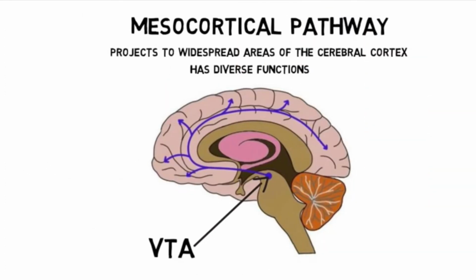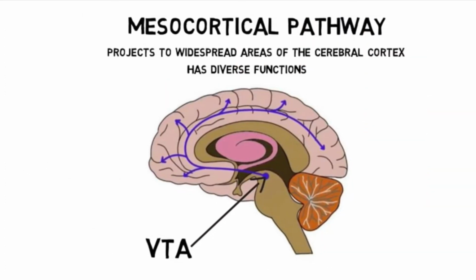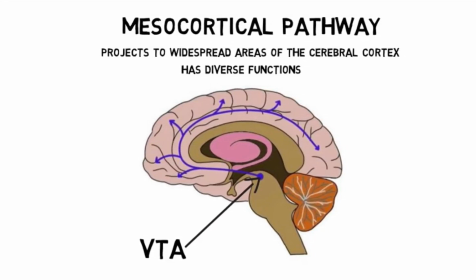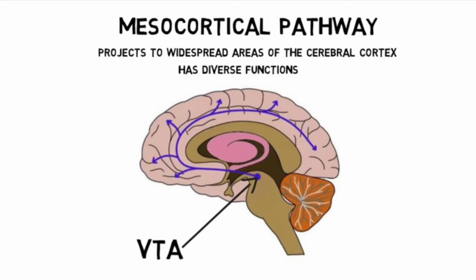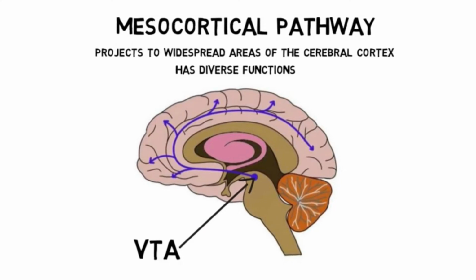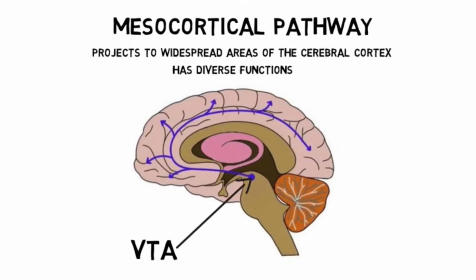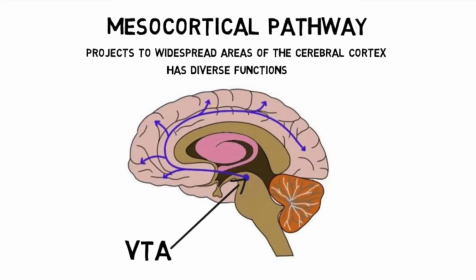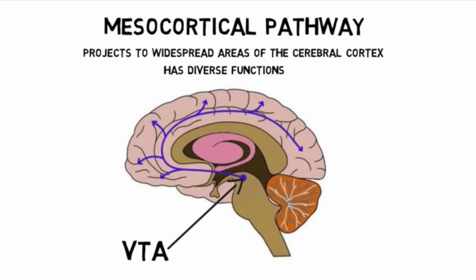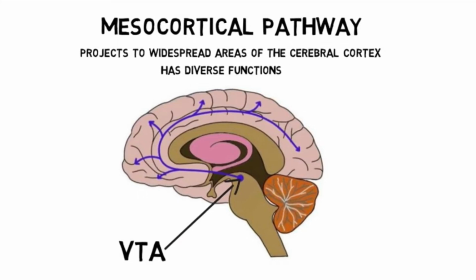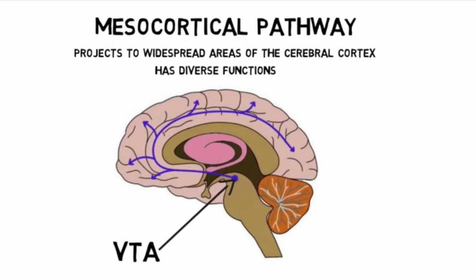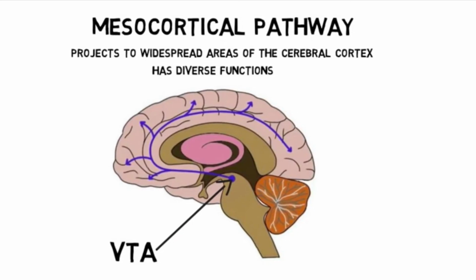The mesocortical pathway has dopaminergic projections leading from the VTA to the prefrontal cortex, and specifically the dorsolateral prefrontal cortex, which contributes to cognition and executive function, as well as the ventromedial prefrontal cortex, which deals with emotions and affect. And we've already seen that the functions of these areas of the brain are affected in schizophrenia, in the negative symptoms.